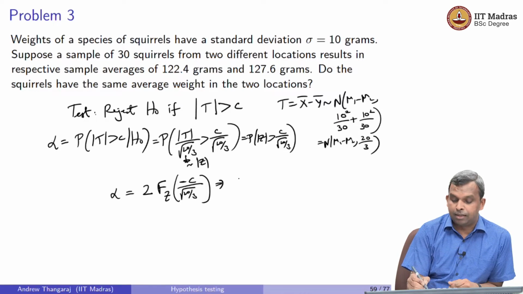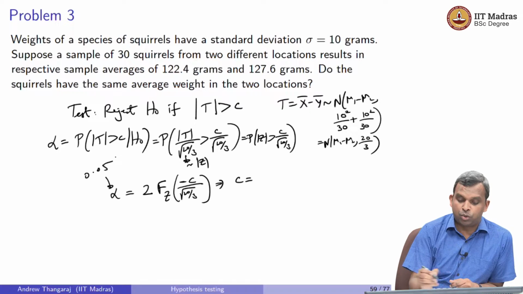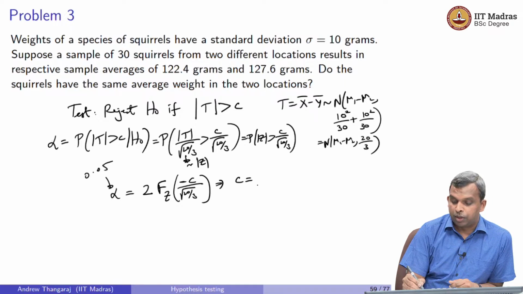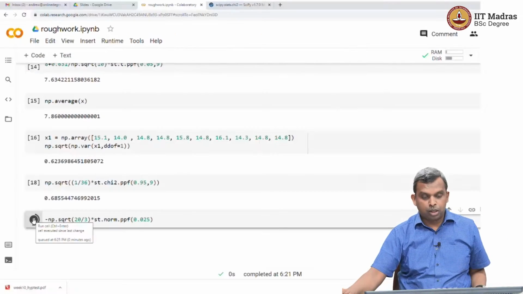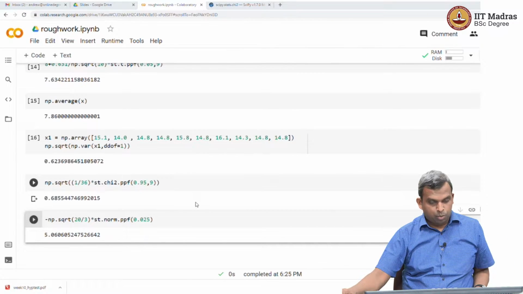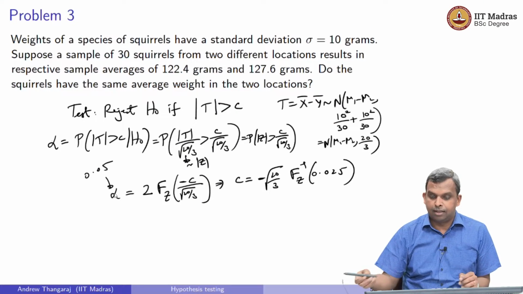So that implies c equals, you've got to put alpha by 2 here. Alpha we'll pick as 0.05 as usual, so alpha by 2 is 0.025, and c is going to be minus square root of 20 by 3 times F z inverse of 0.025. This is the standard calculation, we've done this before. The answer ends up being 5.06. That's the c.